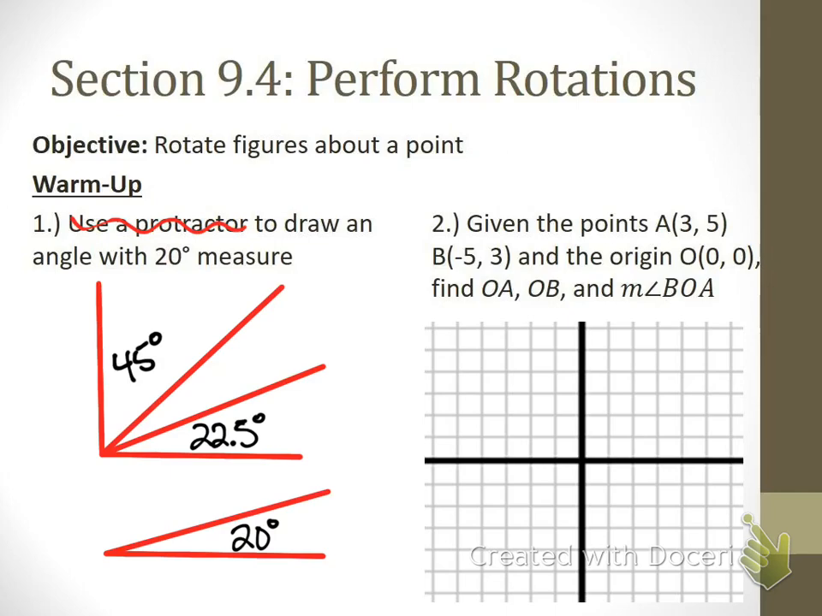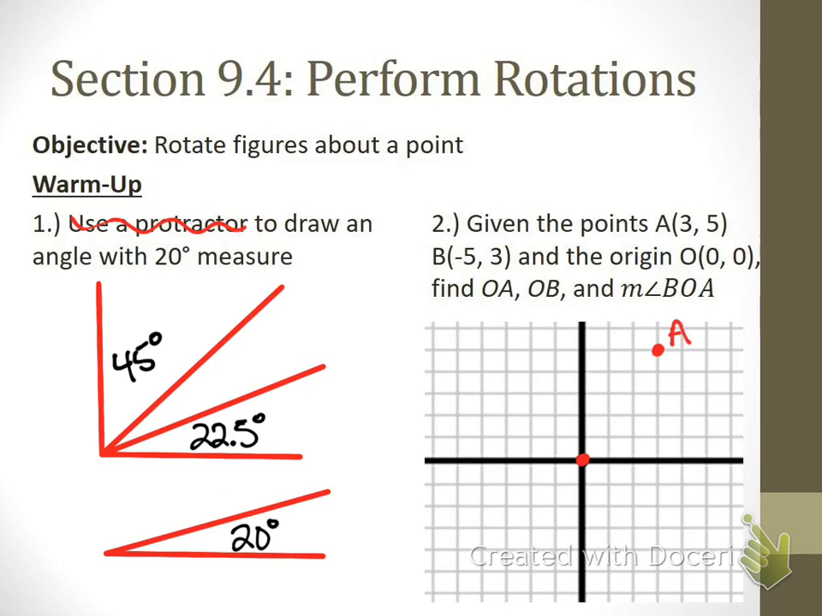All right. Number 2. Given the points A, B, and the origin, find OA, OB, and the measure of angle BOA. So we could plot these points. Of course, O is the easiest. That's at the origin. How am I going to get to the point A? Over 3 and over 5. Over 3 which way? To the right. Right 3, and then up 5. 1, 2, 3, 4, 5. Right there. There's A.